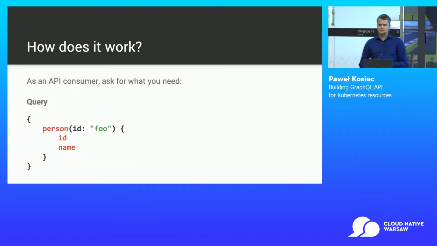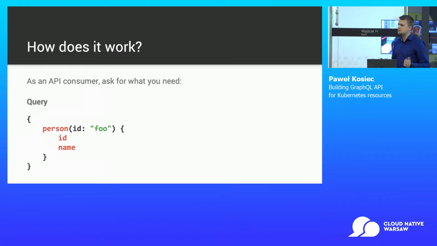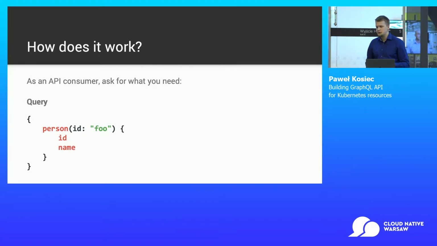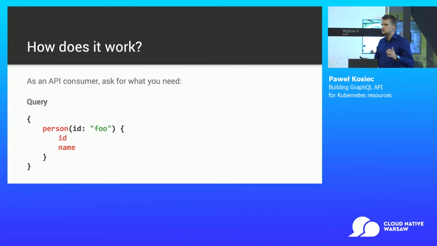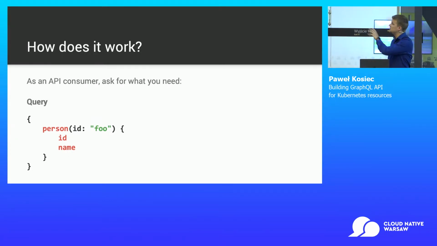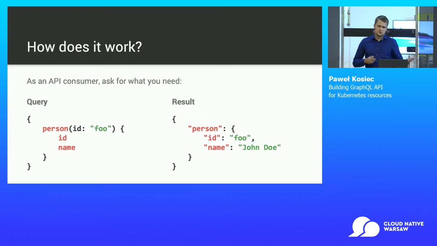And next, as an API customer, we just specify what we need for a given scenario, right? For example, we want to display just the ID and name of the person. We don't need the age, for example. So we are defining this kind of query. This is the body of the request, and what we are getting is exactly the same shape of data we specified.